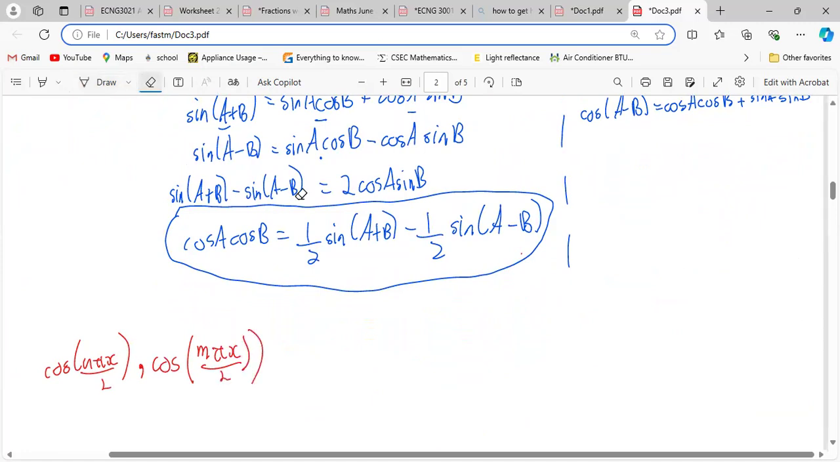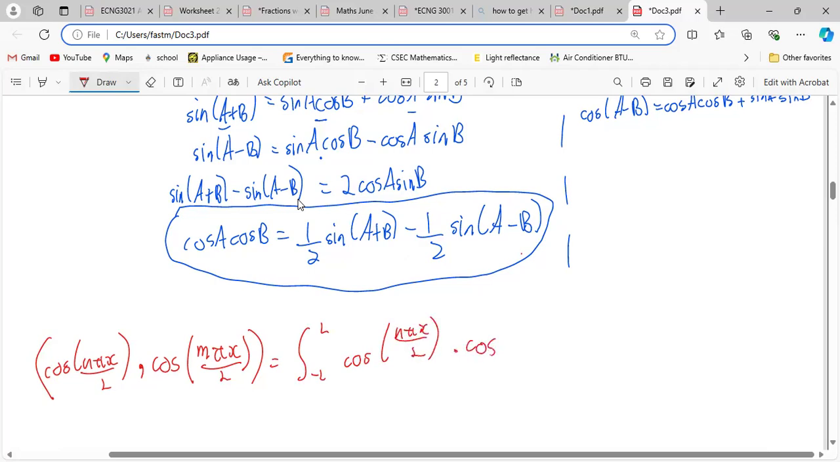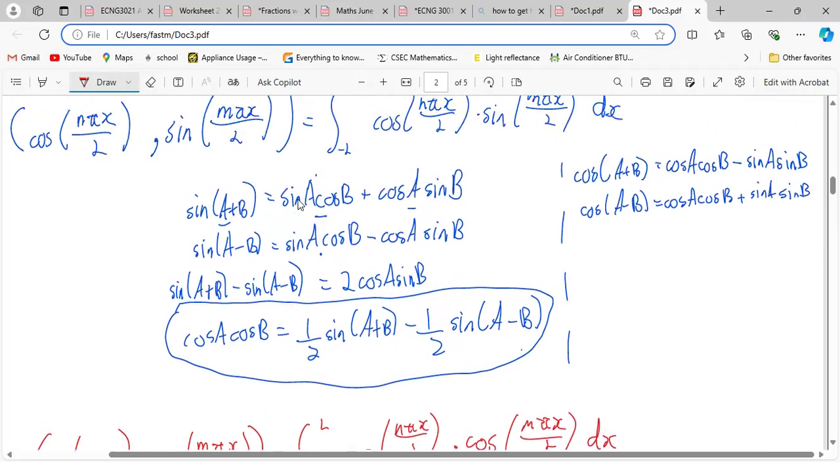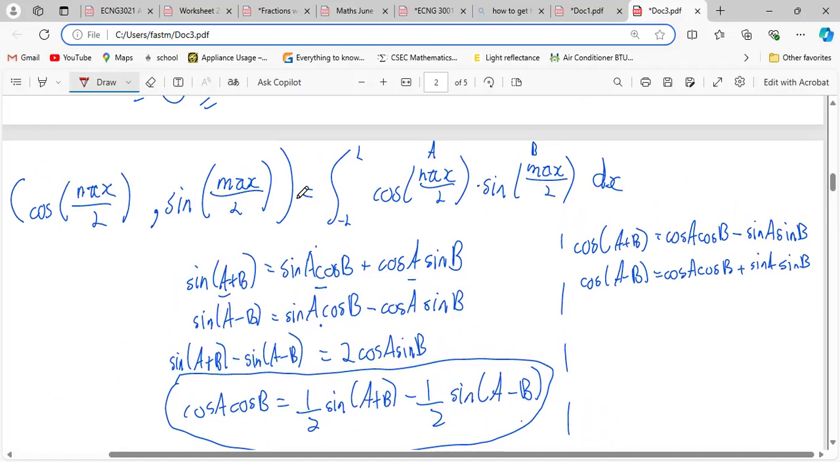So when you integrate it now, it will be cos by cos. So you'll end up with the integral from minus L to L of cos n pi x on L by cos m pi x on L dx. So you have a product of two cos. So you just write down these two, the plus and the minus. You want cos, so you have to get rid of the sine, right? So you have a minus and a plus.